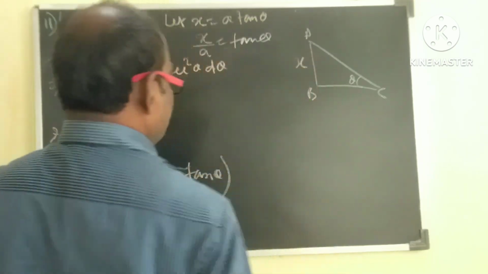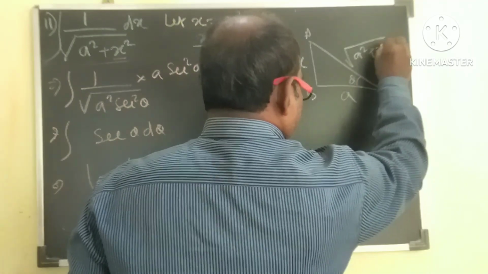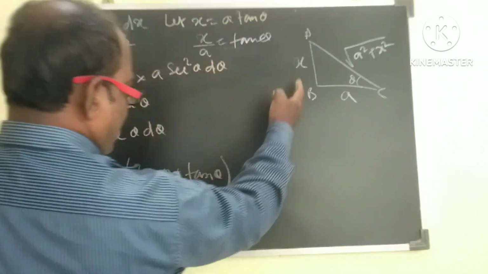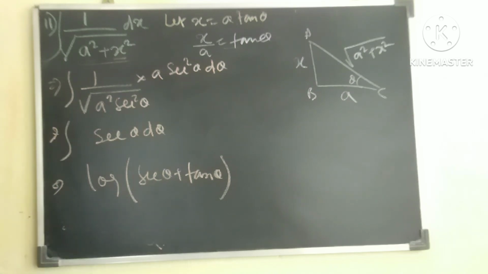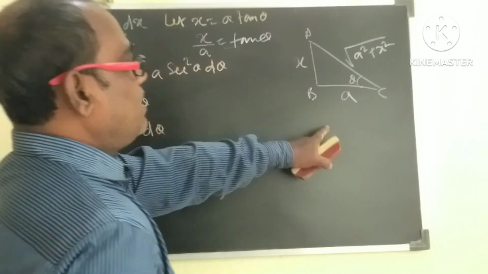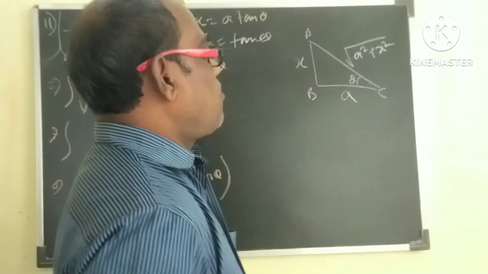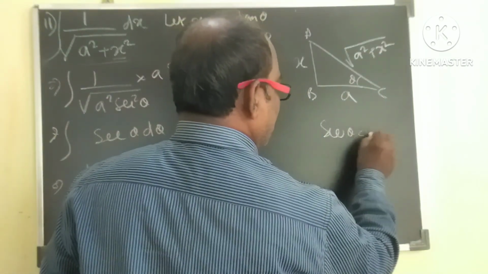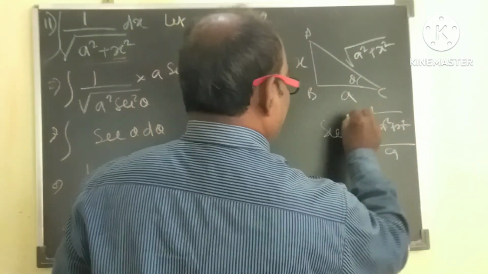This side can be considered as x, this side is a, then the hypotenuse becomes root over a square plus x square. Now we know that the value of tan theta is x by a, but we have to find the value of secant theta. We know that secant theta is 1 by cos theta, and cos theta is base by hypotenuse. So a by root over a square plus x square is cos theta. So what will be secant theta? Secant theta will be root over a square plus x square by a.